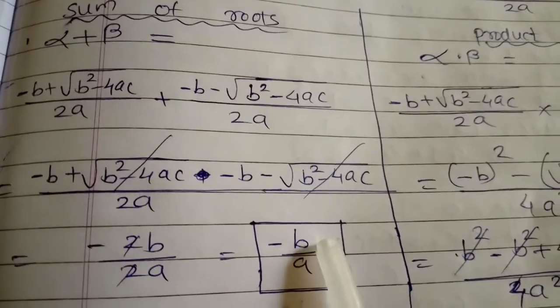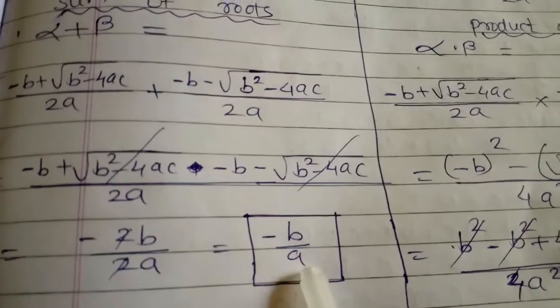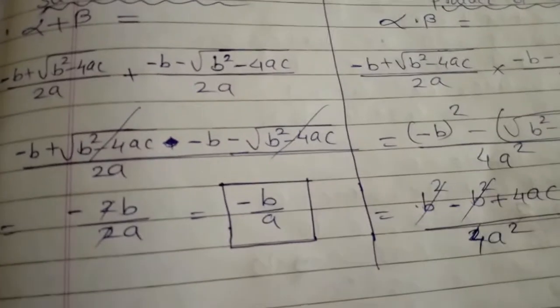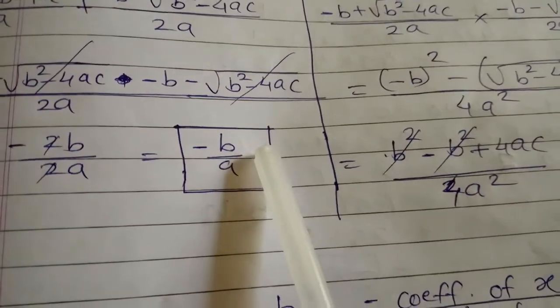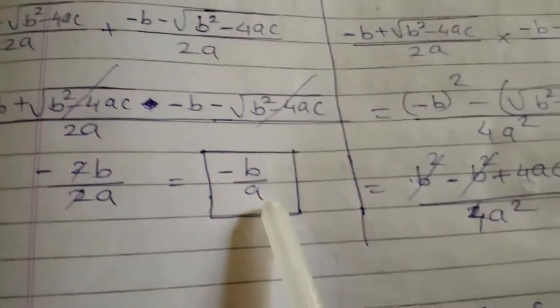What is b? Actually b is the coefficient of x and a is the coefficient of x square. Again I repeat, b is the coefficient of x and a is the coefficient of x square.